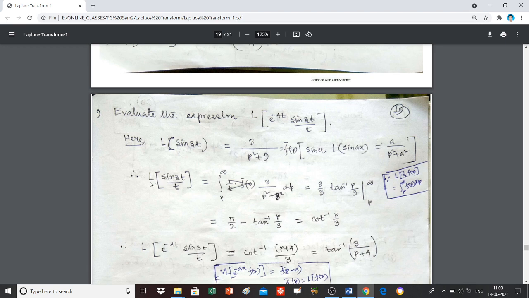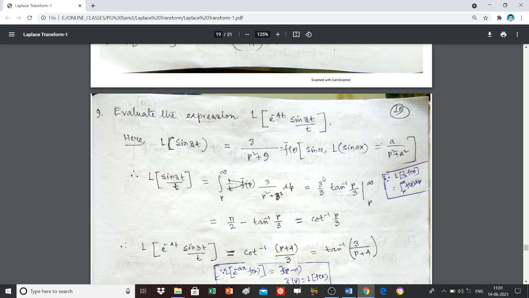After that, we are here to compute the value of the Laplace transform of sine 3t by t. It is actually in the form 1 by t sine 3t, that means 1 by x f(x). And I know that the Laplace transform of 1 by x f(x) is equal to the integral from p to infinity of f(p) dp. So the Laplace transform of sine 3t by t will give you the integral from p to infinity of the Laplace transform of sine 3t, that means 3 by p square plus 3 square, dp.